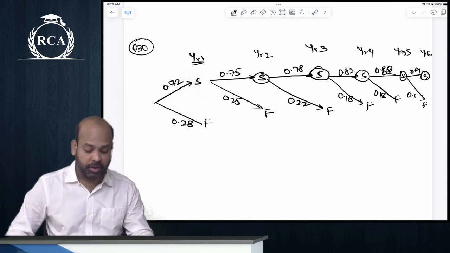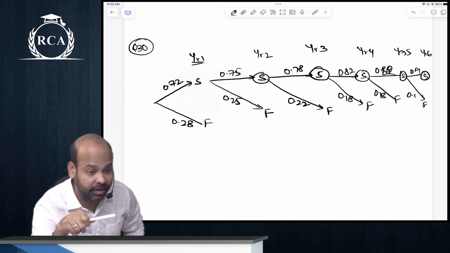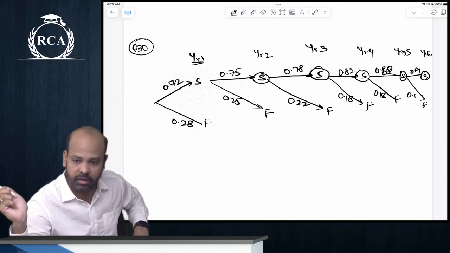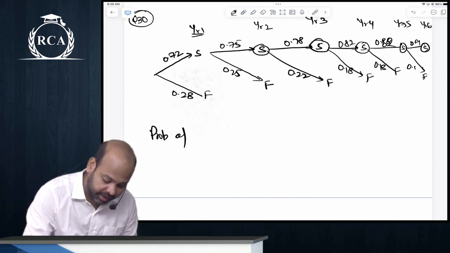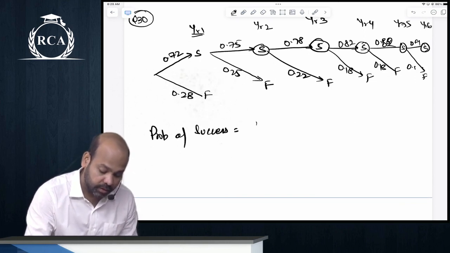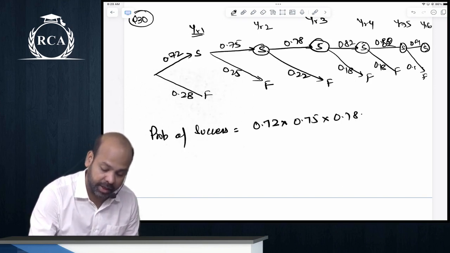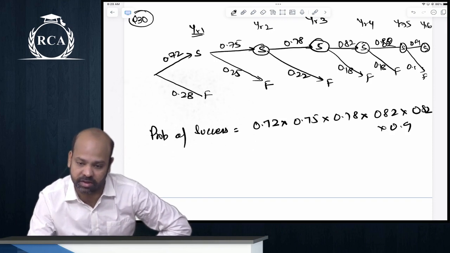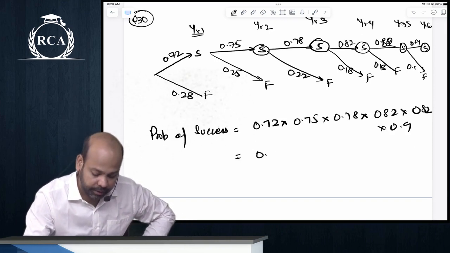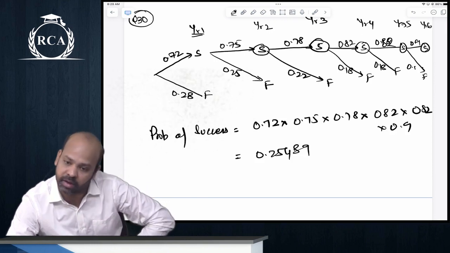Now, for you to receive that 600 crores at the end of the 6th year, the project has to survive all the 6 years. Understood? So the probability of success is 0.72 into 0.75788282 and 0.9. The project will have to survive all the 6 years.